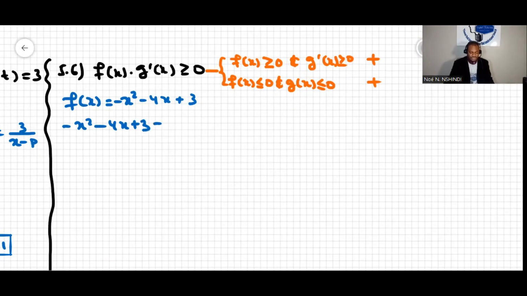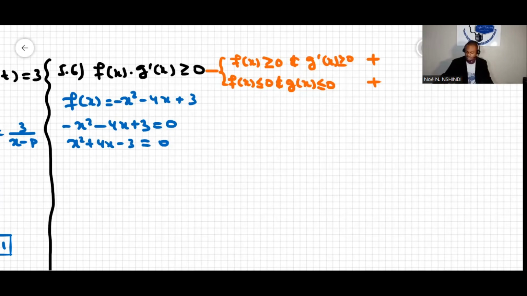Plus 3 equal to 0 to find the critical value. So this means, okay, I can just reverse the order. If I times by -1, this equation will be x squared plus 4x minus 3 equal to 0.